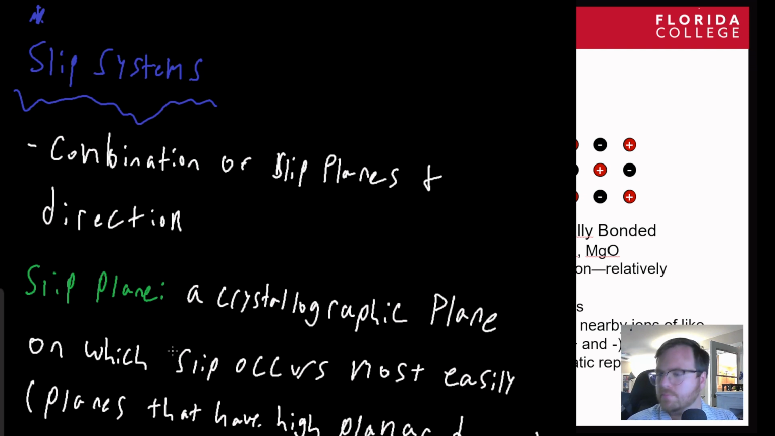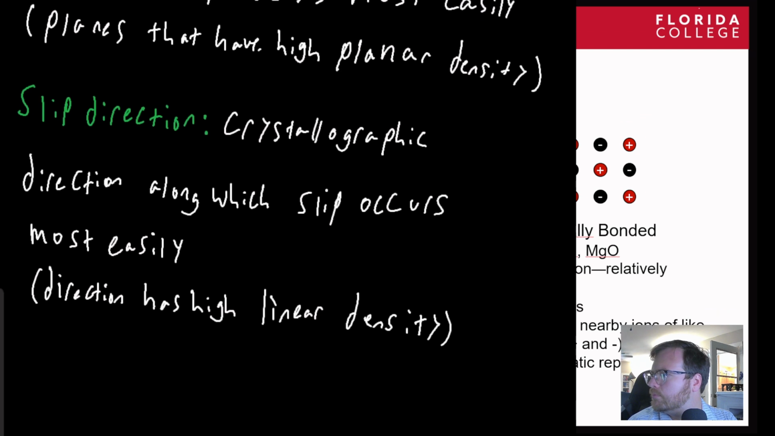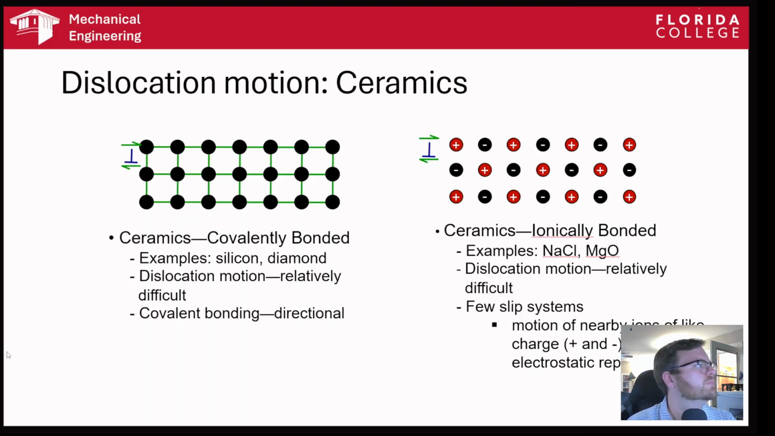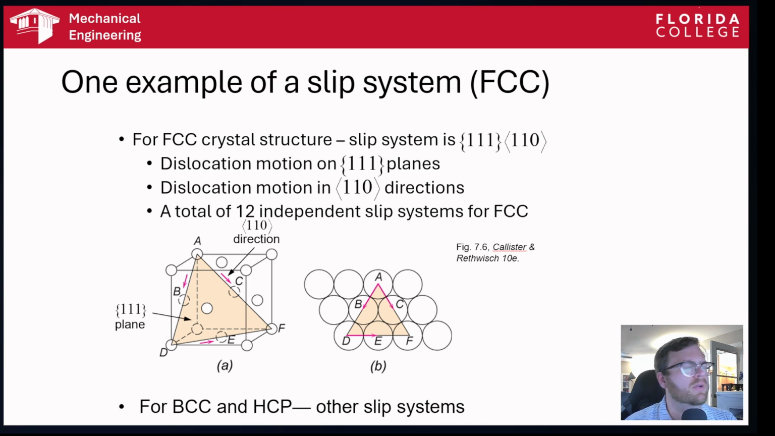So there's our slip systems. Here's an example of a slip system. This is the FCC crystal structure, and we're looking at the 111 plane in the 110 direction. Here is our direction. It's not this black arrow, it's this pink arrow, and that is the direction along which this is going to want to slip.